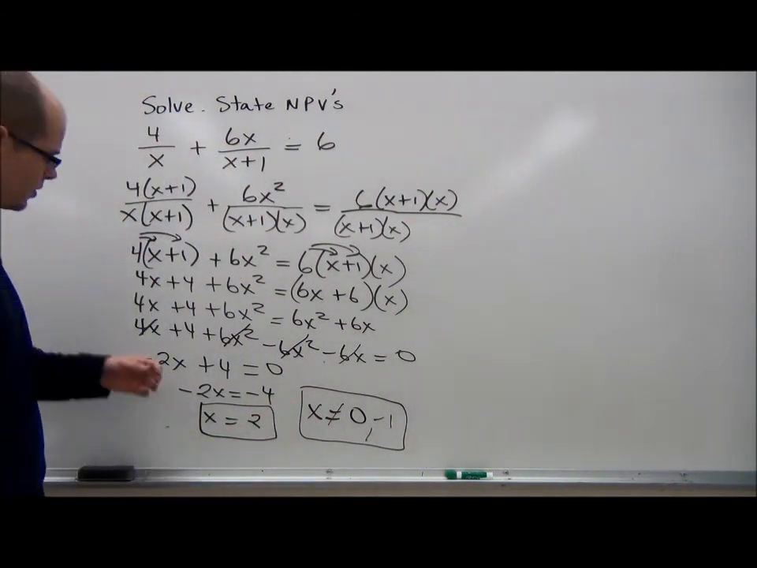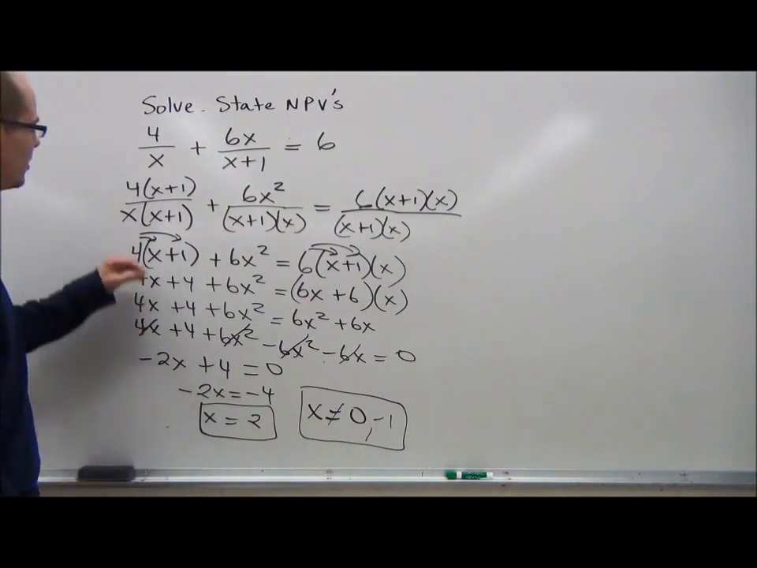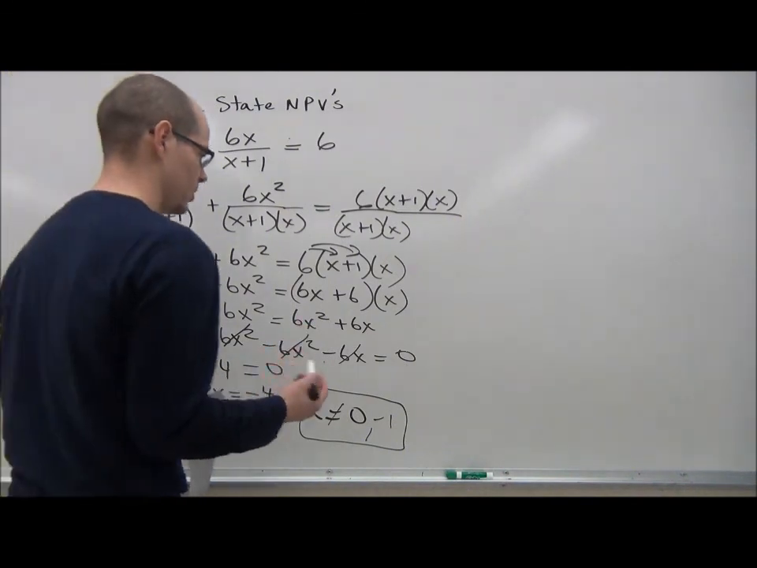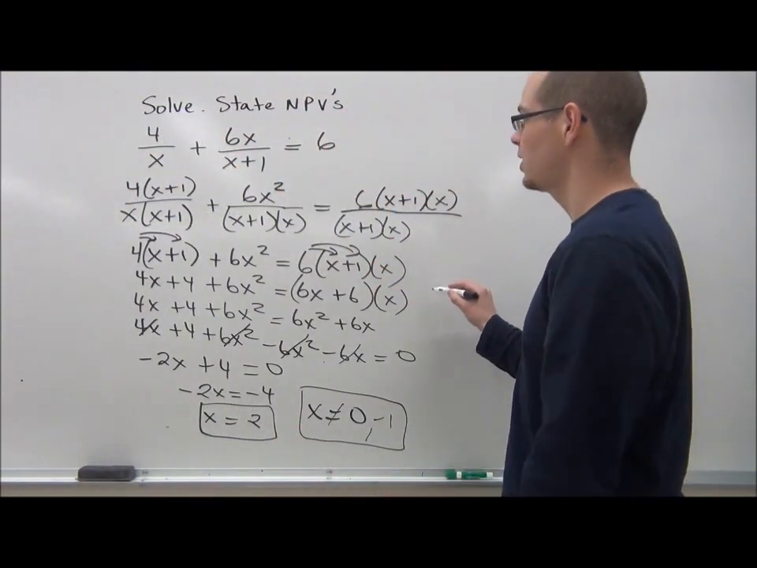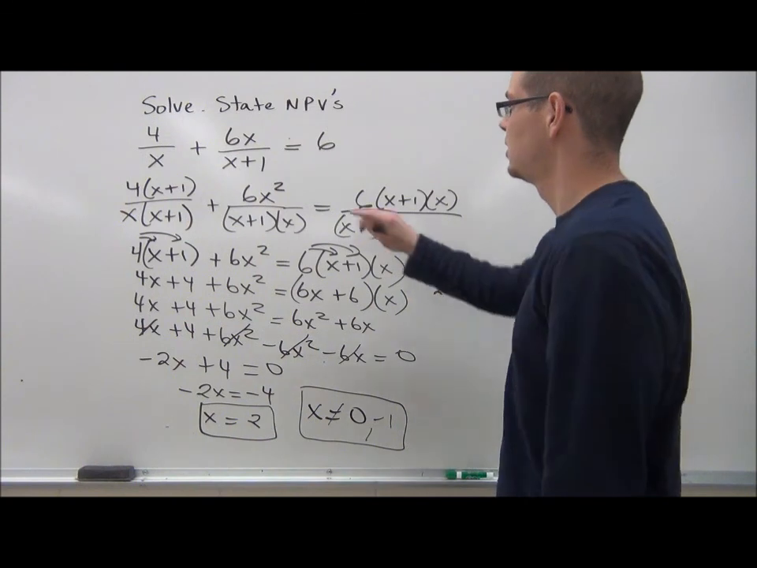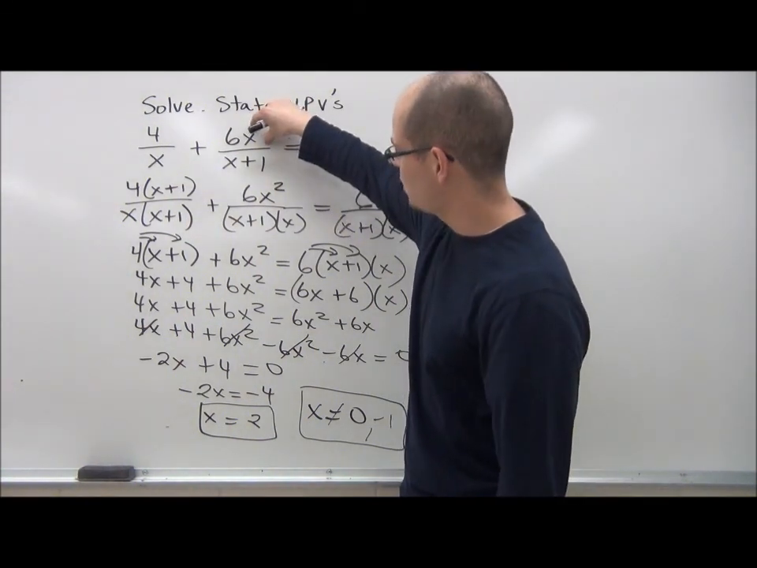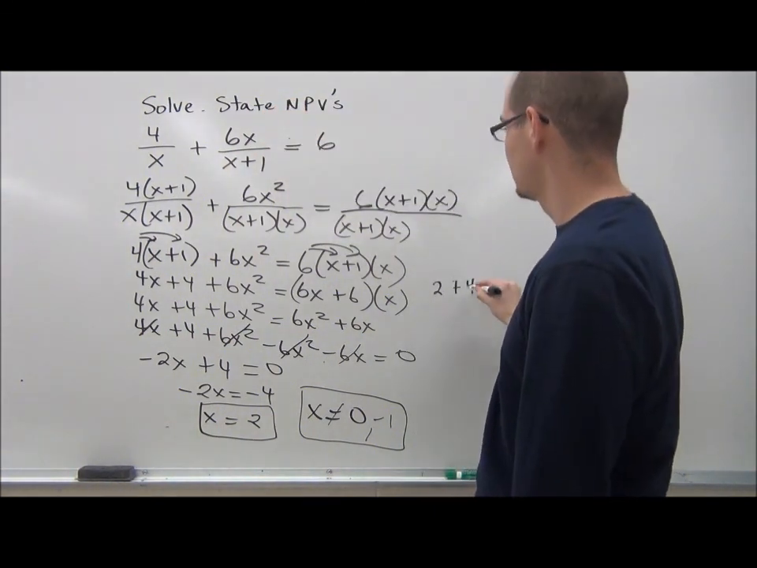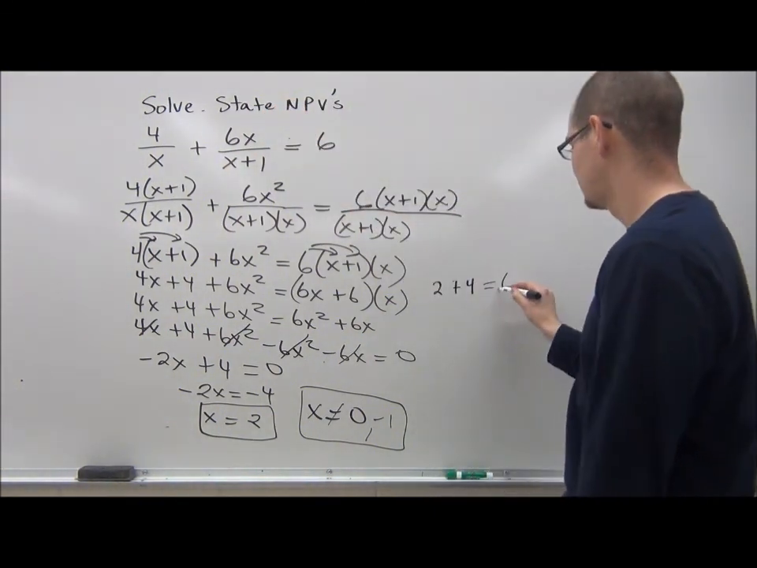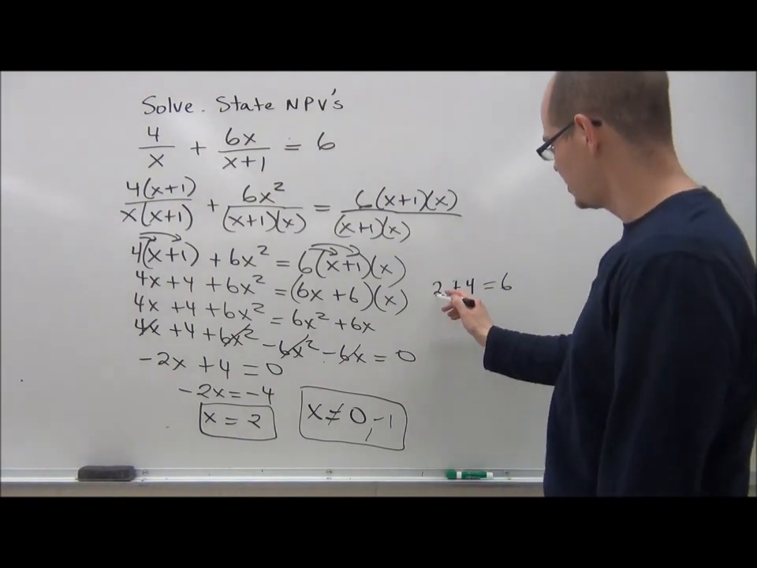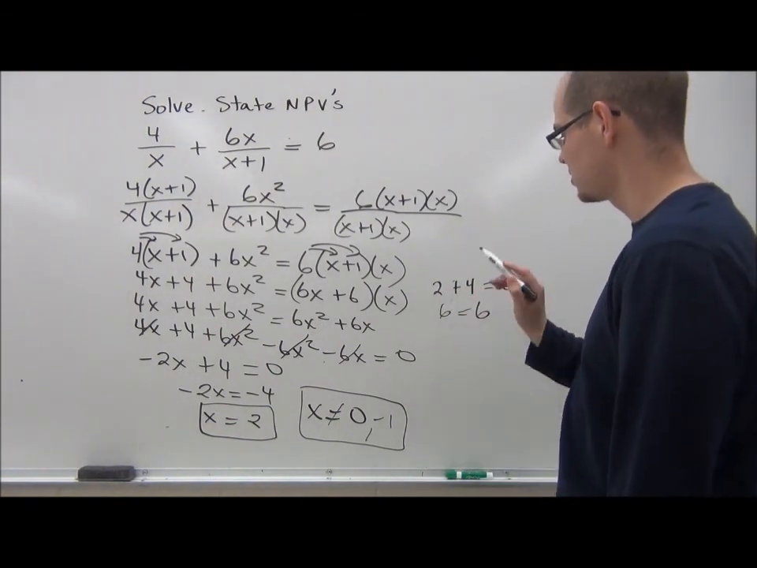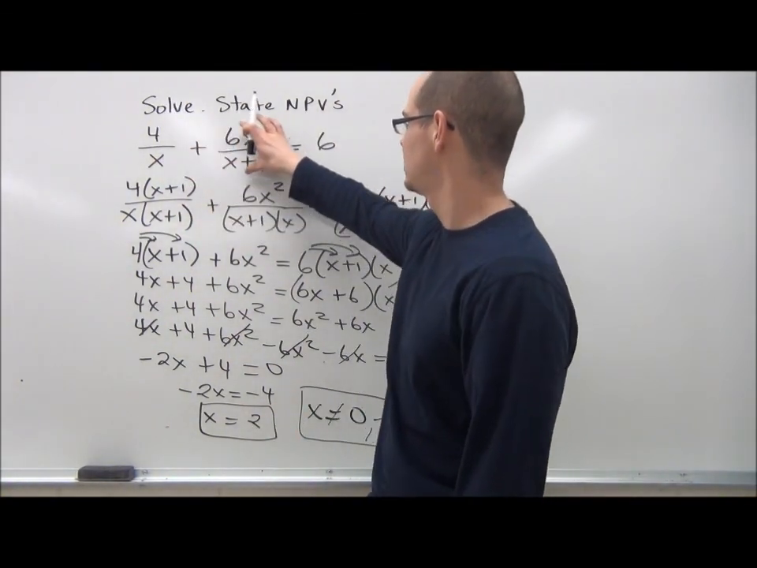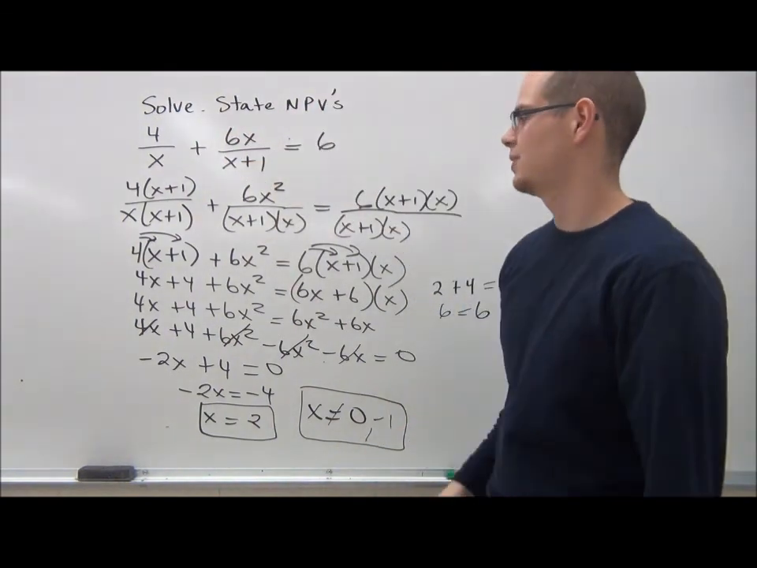Last part here, if you ever wanted to confirm your answer, you can take this original and plug it back in. So if you plug it back into here, 4 divided by 2 is, I don't have enough room here, I can write it off to the side. 4 divided by 2 is 2, so you'd have 2 plus. And then up here, 6 times 2 is 12. And on the bottom, 2 plus 1 is 3. 12 divided by 3 is 4. And on the right hand side, I had 6. So it's nice here that it worked out. You see 2 plus 4 equals 6. You get 6 equals 6. So that means the magic number that satisfies this thing is 2. If you put a 2 in here, you get 6 on the left-hand side and on the right.